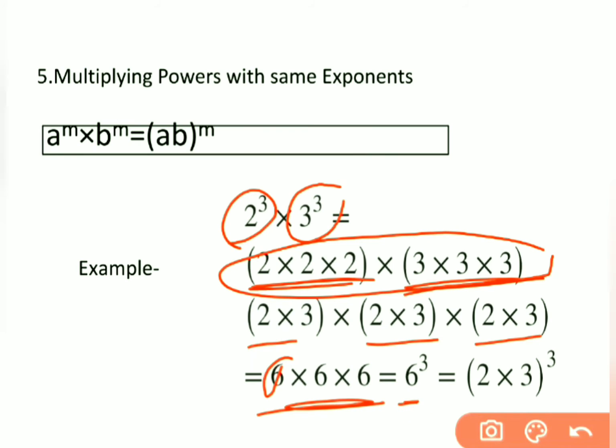You will see in the whole calculation the exponent remains the same as 3, and the base 6 is the multiplication of 2 into 3, and so the law is verified.